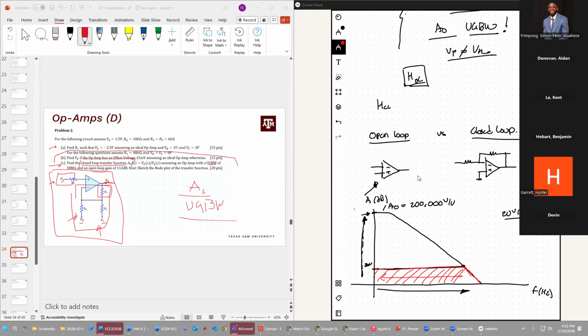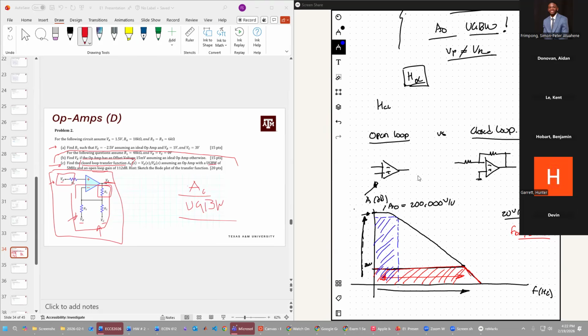The frequency width of this portion of the graph is your bandwidth, right? This is your bandwidth at 20 volts per volt when you're operating at that condition. Now, if you were operating at a much higher gain, say 2000 volts per volt, your available frequencies to operate shrinks dramatically.